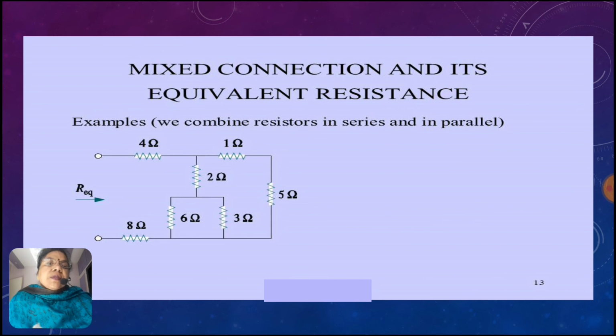Now you might have seen such type of networks where mixed connections are possible. The resistors are connected in this way. We combine the resistors in series as well as in parallel in the same circuit. So mixed connection and its equivalent resistance you can find out.